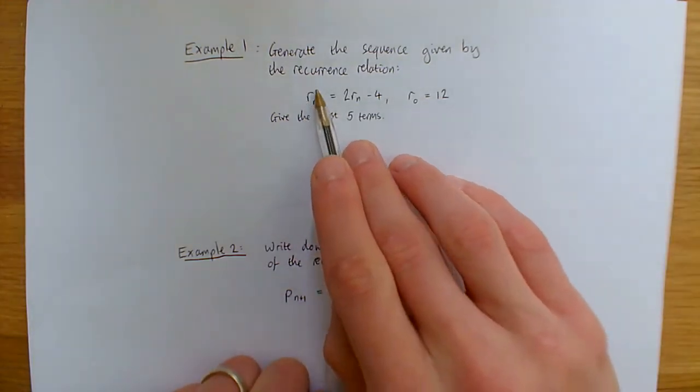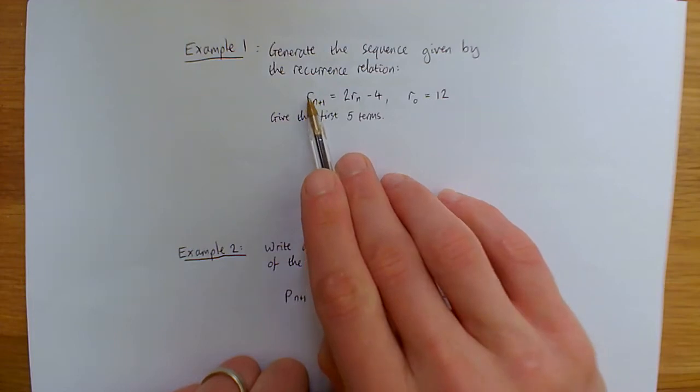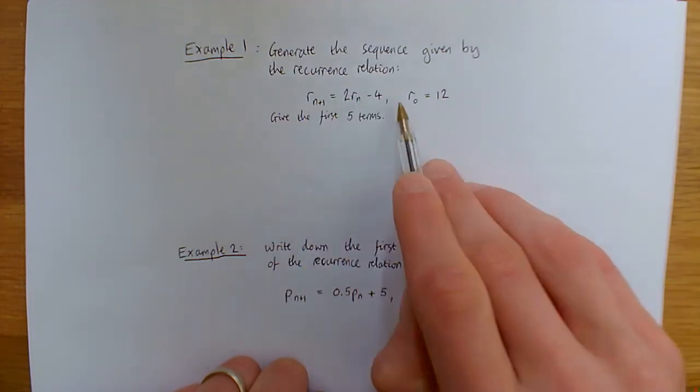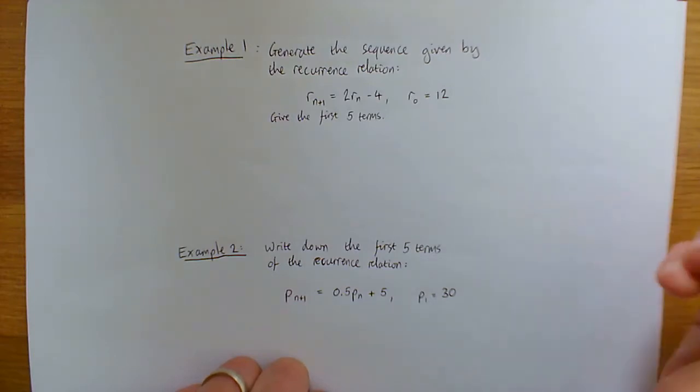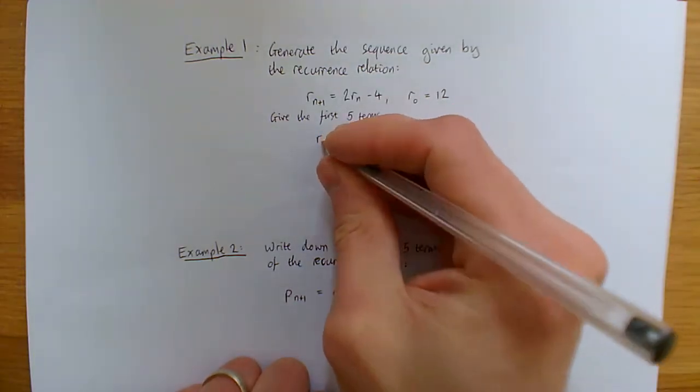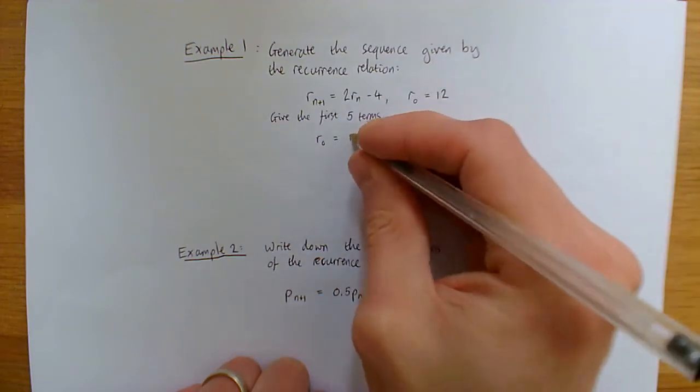Now here I'm generating a sequence R. So I've got R of n plus 1 and R of n and R naught. So it's a sequence R. That doesn't really matter, but let's go for it. We've got R naught equals 12.